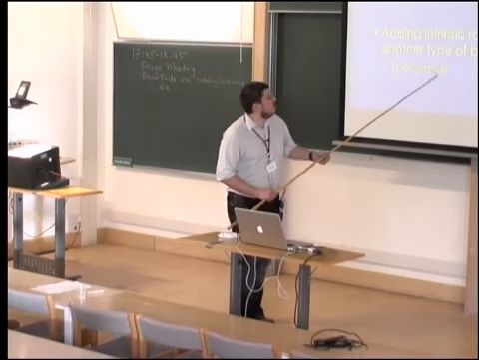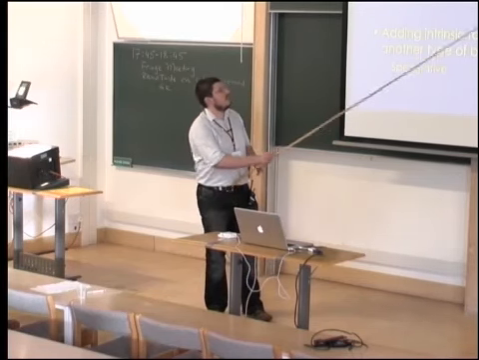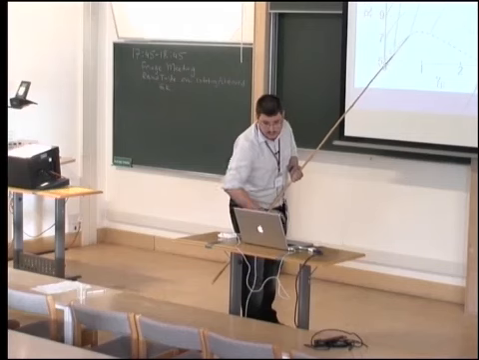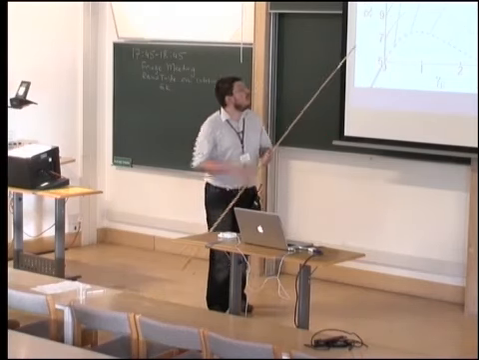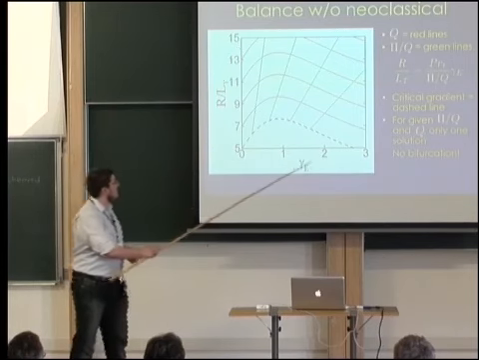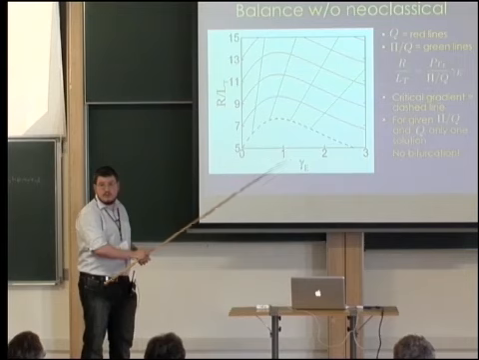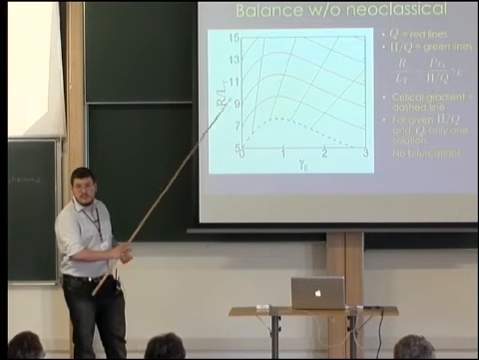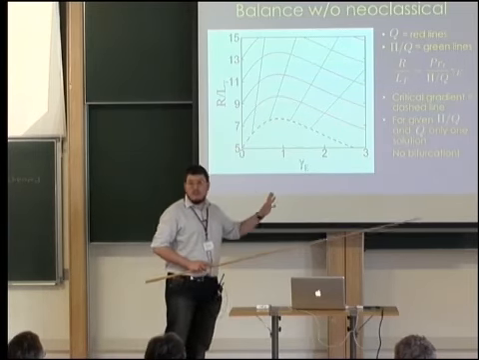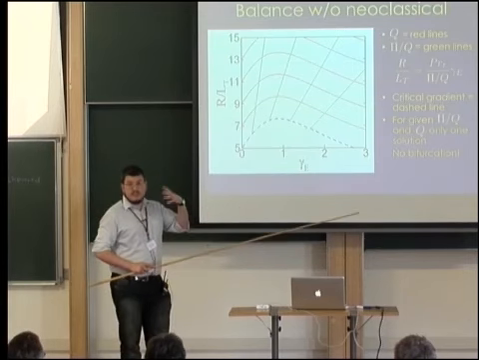The reason for going to this one is because the neoclassical one somehow contradicts the phenomenology of transitions to enhanced transport. So I'm going to show how I work this out with the simple example of balance without neoclassical, just the turbulent flows that we have. I'm going to use a plane in which I have the shear of the rotation and the temperature gradient, and I'm going to plot in it the curves that have constant Q and constant pi over Q.